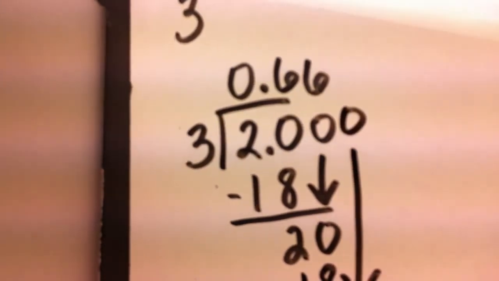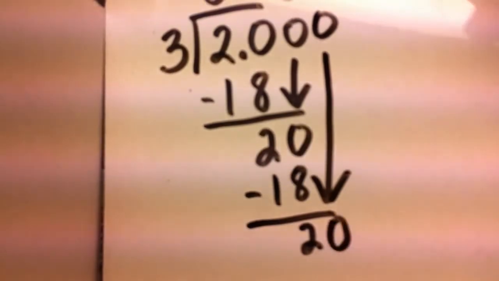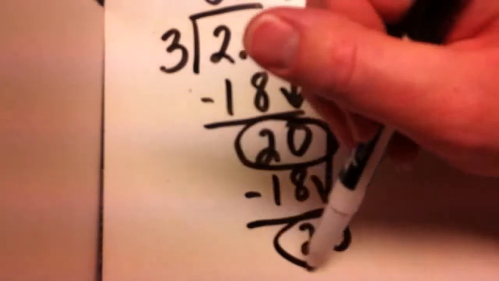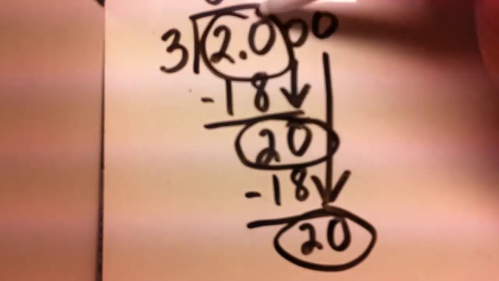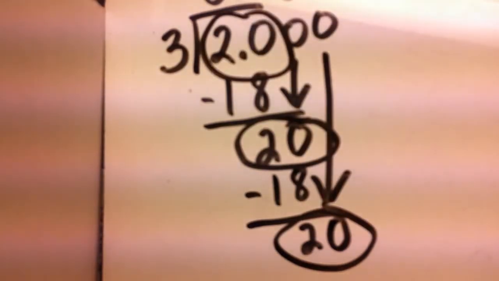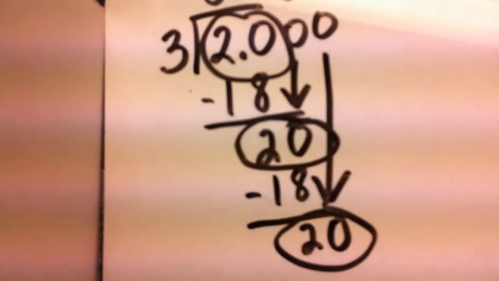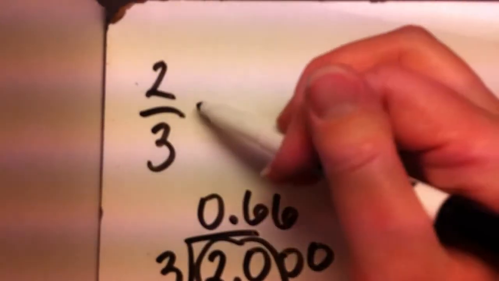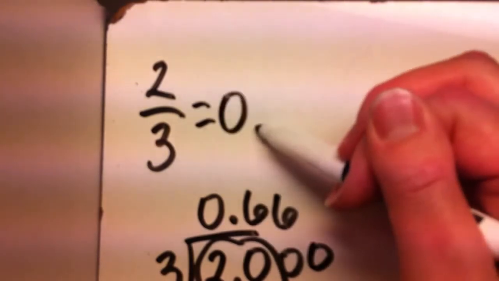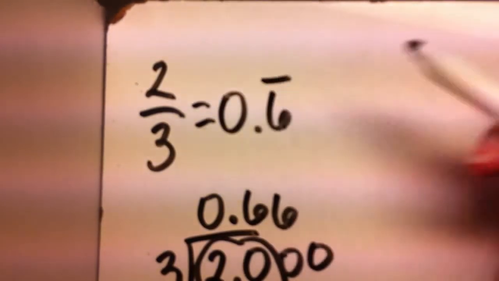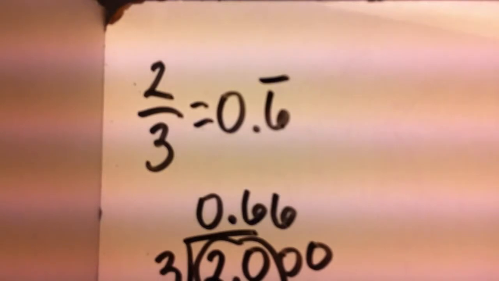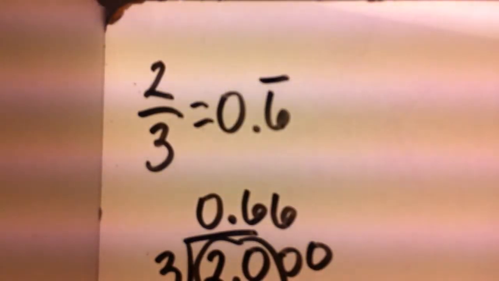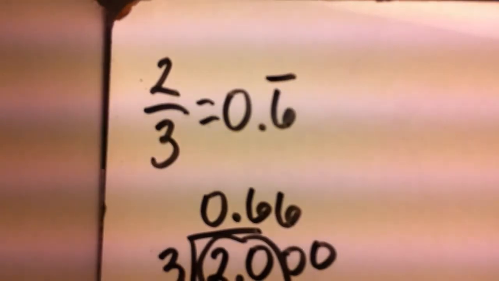Bring it down. Now you should start to notice I'm getting the same number. I've had to figure out how many times 3 goes into 20 3 times now. That is a pattern. That's repeating. It's going to keep going on and on and on like this. So this is a repeating decimal. 2/3 as a decimal is 0 and 6/10 repeating, or 0.6 repeating. I use this bar to show that that 6 is repeating forever and ever.